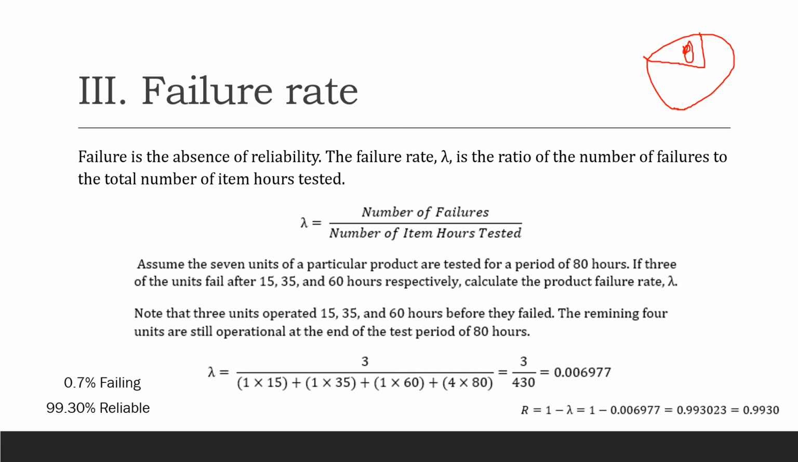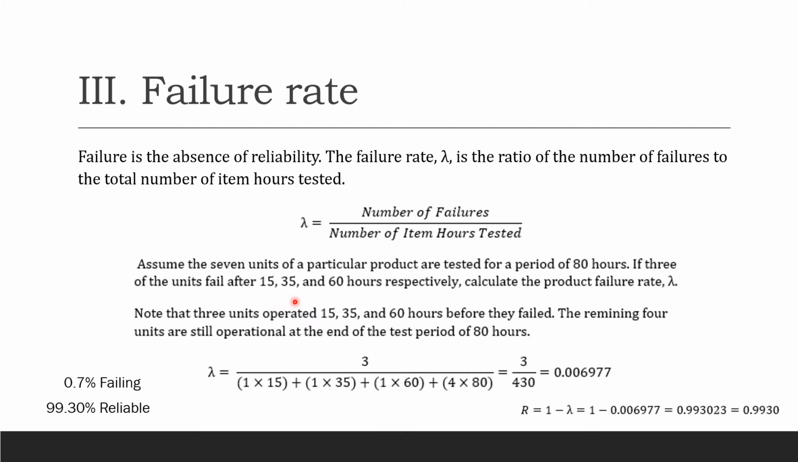So let's take a look at an example of how to calculate lambda, which is the failure rate. Assume that 7 units of a particular product are tested for a period of 80 hours. So this is the tested hours, 80 hours. We're not interested in hours tested, we're interested in the number of item hours tested. If 3 of the units fail after 15, 35, and 60 hours respectively, calculate the failure rate, which is lambda.